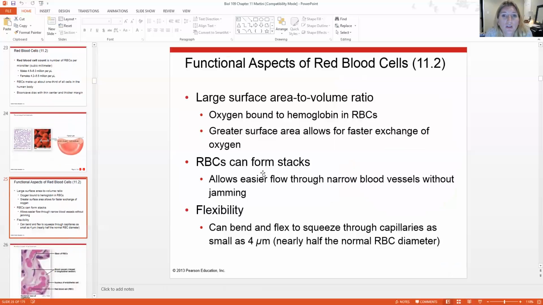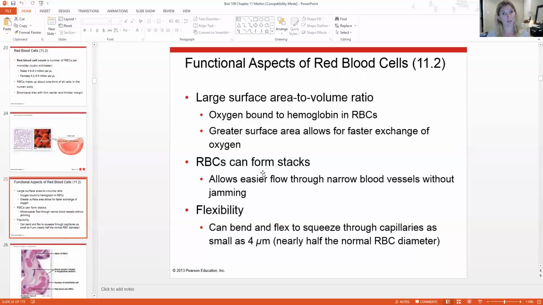So why are the red blood cells shaped like they are? It's all about the surface area to volume ratio. The oxygen gets bound to the hemoglobin within the red blood cells, and that greater surface area allows for a faster exchange of oxygen. So it's just about efficiency. The red blood cells can also stack on each other because of their shape. That's going to allow them to flow nice and easily through those narrow passageways and capillaries.